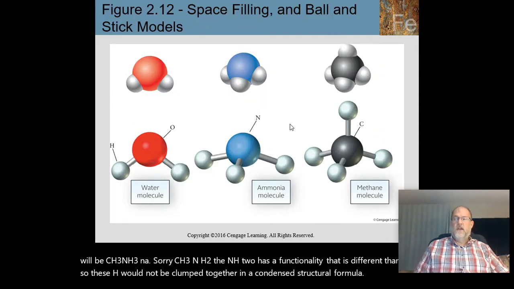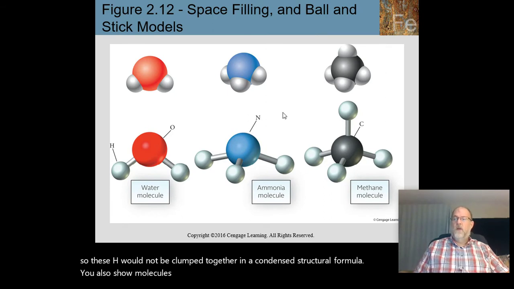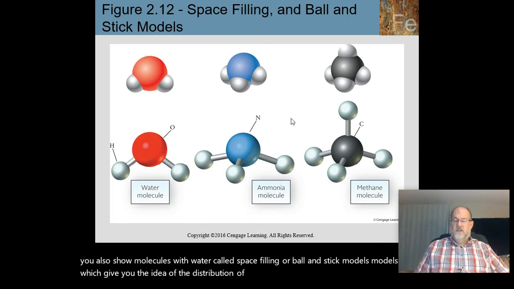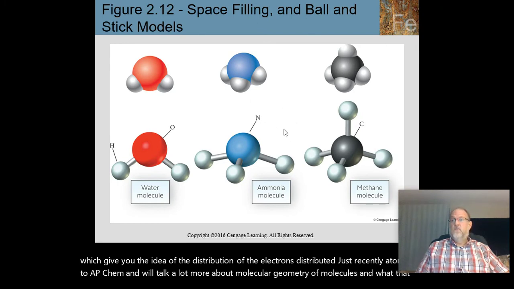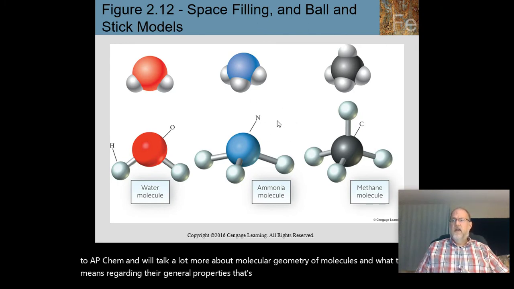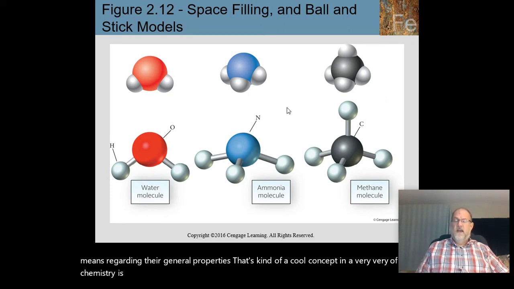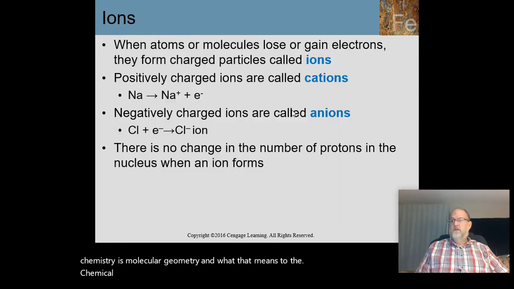You can also show molecules with what are called space-filling or ball and stick models, both of which give you an idea of the distribution of the atoms. Come to AP Chem, and we'll talk a lot more about molecular geometry of molecules and what that means regarding their general properties. That's kind of a cool concept, and a very big piece of AP chemistry is molecular geometry and what that means to the chemical and physical properties of the molecules.